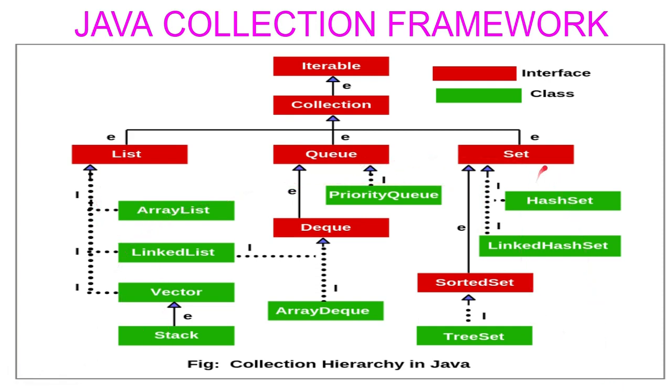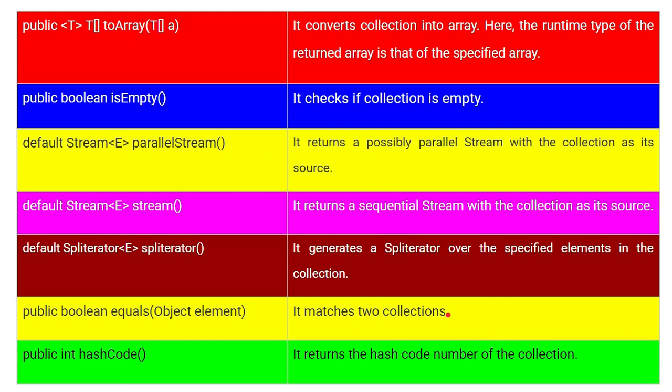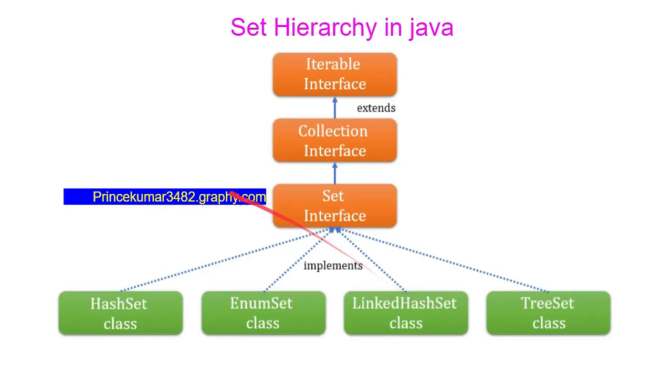Now we are going with the Set. So in the Set we can discuss HashSet, LinkedHashSet, TreeSet, and those methods are very important. Okay, so now let's see the Set hierarchy in Java. Okay, so for example, this is the Iterable interface, this is Collection, and after the Collection interface we can see the Set interface. So Iterable is an interface, Collection is an interface.